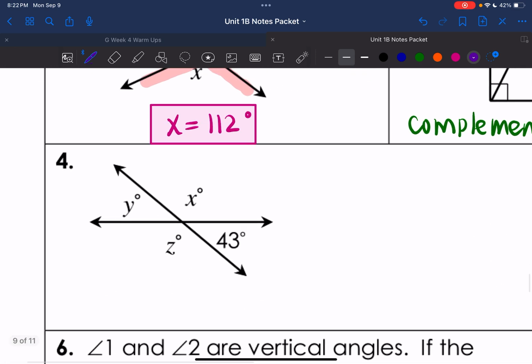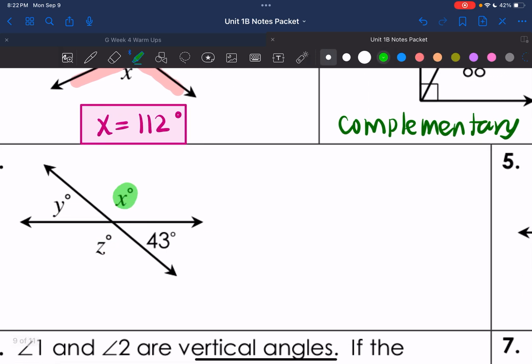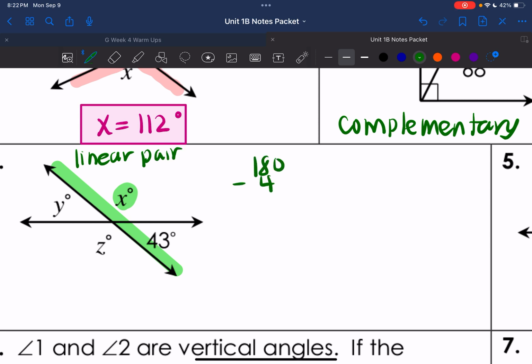Okay, number 4. This one has 3 letters that they want us to find. So let's see if we can go in order. If I were to try to do x first. What I'm noticing is that right here makes a straight line. So if it's a straight line, I know that that is equal to 180. So I'm even going to write right here, this is a linear pair. So 180 minus 43 gives me 137. So x is equal to 137 degrees.